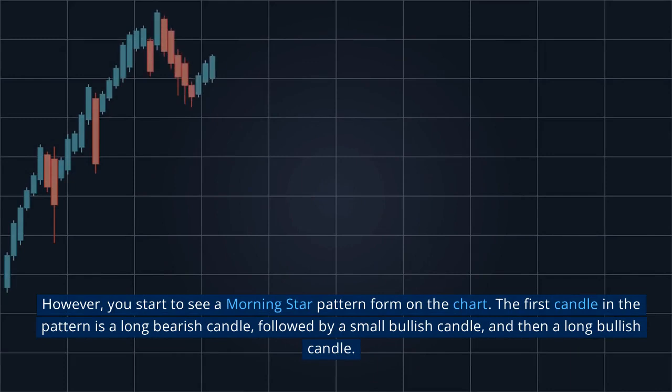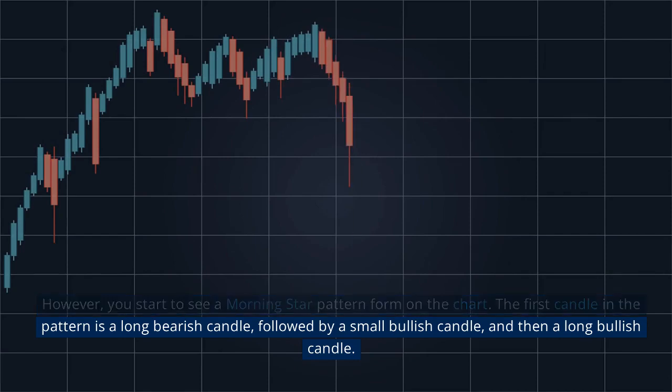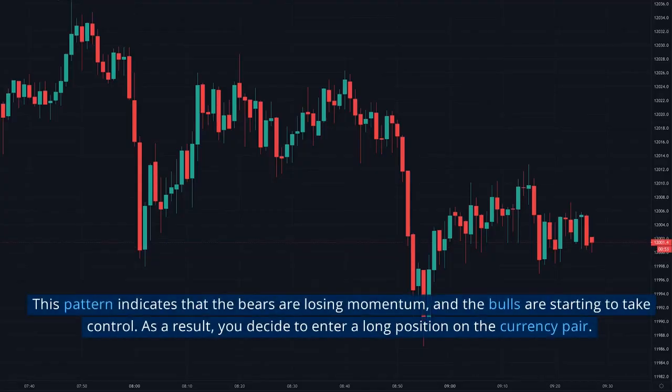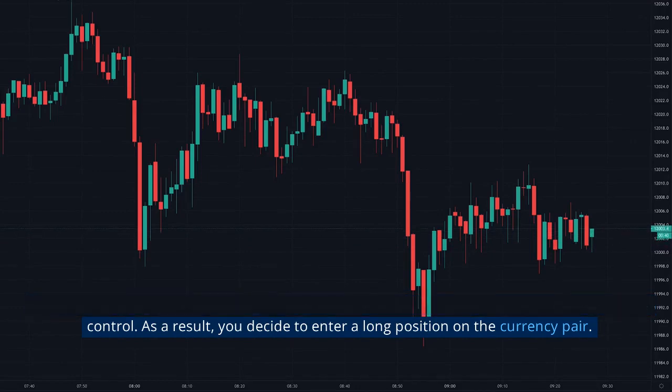The first candle in the pattern is a long bearish candle followed by a small bullish candle and then a long bullish candle. This pattern indicates that bears are losing momentum and the bulls are starting to take control. As a result, you decide to enter a long position on the currency pair.